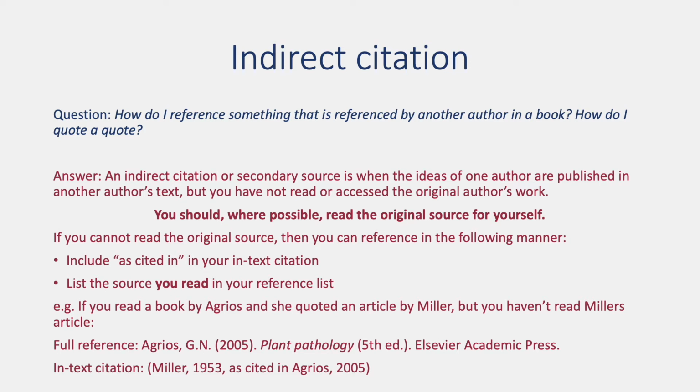There are 2 parts to this. 1, include as cited in your in-text citation. And then in the reference list, you only list the source that you actually read. For example, if you read a book by Agrios and she quoted an article by Miller, but you haven't read Miller's article, your full reference would just be for the Agrios book. However, your in-text citation would include both Miller and Agrios.